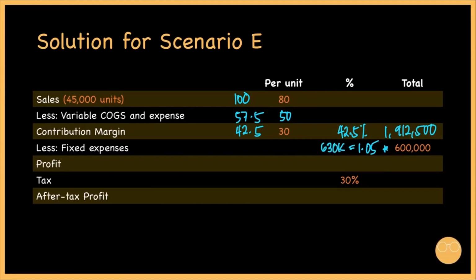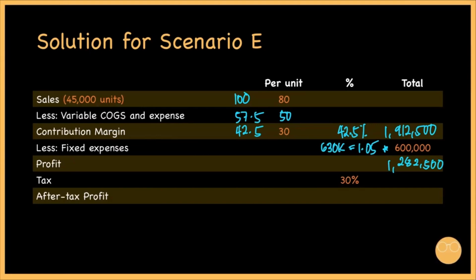To compute for the operating profit, that will be 1,912,500 less 630,000. The answer for operating profit is 1,282,500. Our base operating profit is 750,000. Now it is going to increase to 1,282,500.